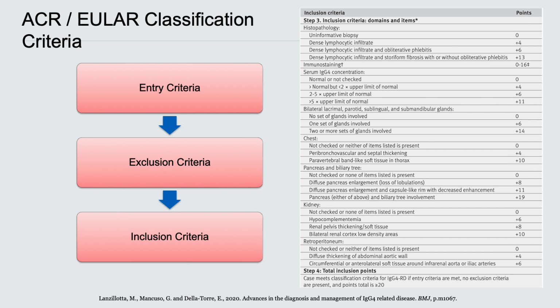In 2019, the CEORL classification criteria was developed, and this outlines a 3-step process that includes entry, exclusion, and inclusion criteria as shown on the right. A score of 20 or more in the inclusion criteria, which includes clinical, serological, and histological criteria, satisfies the diagnosis of IgG4-related disease.